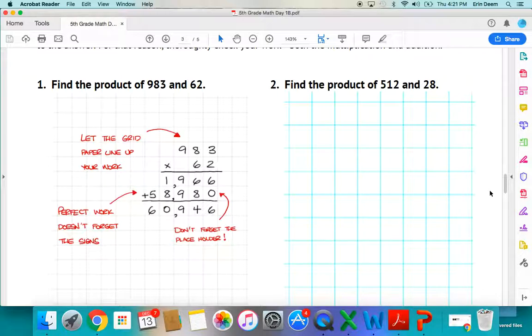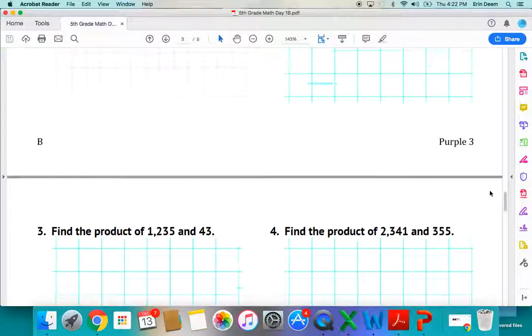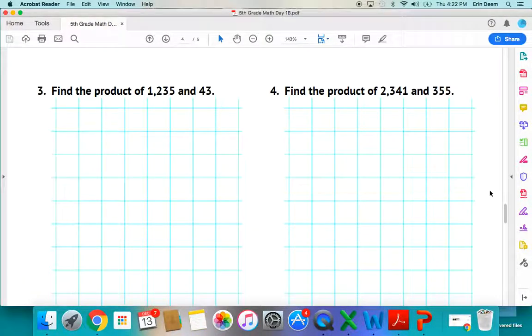Number 2, find the product of 512 and 28. Number 3, find the product of 1,235 and 43. 4, find the product of 2,341 and 355.